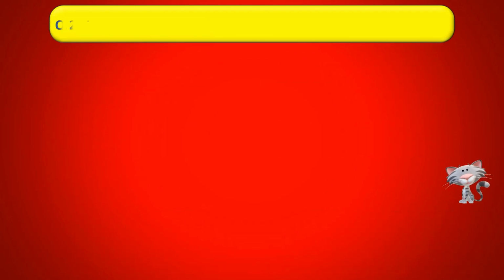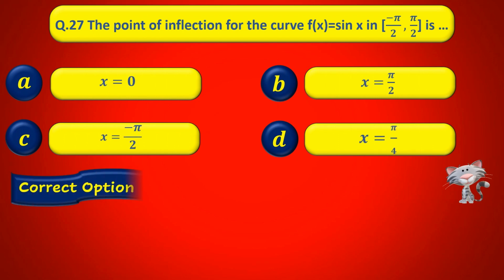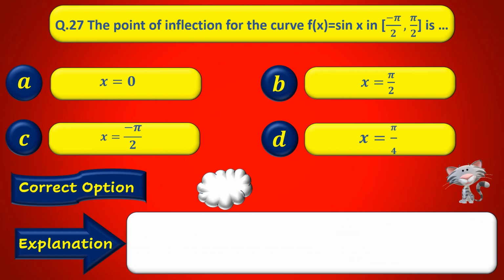Question number 27. The point of inflection for the curve f of x is equal to sine x in the interval minus pi by 2 to pi by 2 is, and the options are, let's check out the correct option. Let's first explain it. For point of inflections, the second derivative must be equal to 0. Here f of x is equal to sine of x, f dash x is equal to cos of x, and f double dash x is equal to minus sine x.